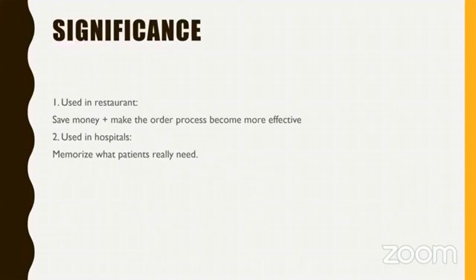The significance of our invention is that serving robots can substitute workers in the restaurants, helping the employer save a lot of money. It can also help the order process become more effective. It can even be used in hospitals when asking patients in the wards what drinks or food they want. Therefore, in the wards, doctors don't have to directly contact the patients when asking what kinds of service they need, effectively decreasing the rate of being infected. Now our team members will introduce the functions one by one.